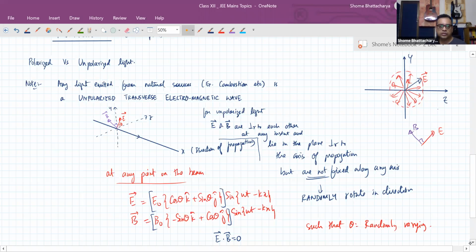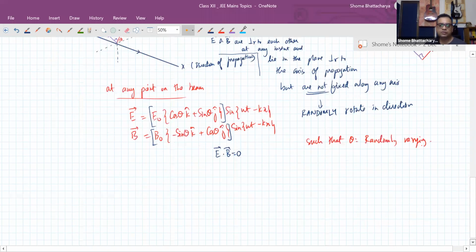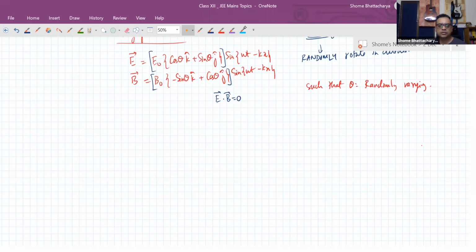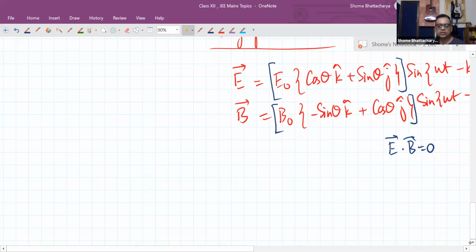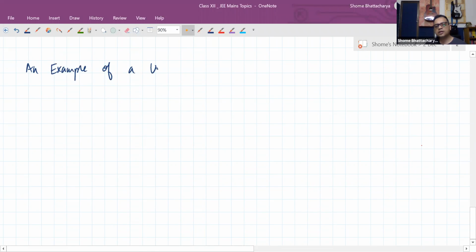So if we want to understand this somewhat with an equivalent situation in the mechanical domain, we can try and visualize that. An example of an unpolarized transverse mechanical wave. Let's see how that works out.